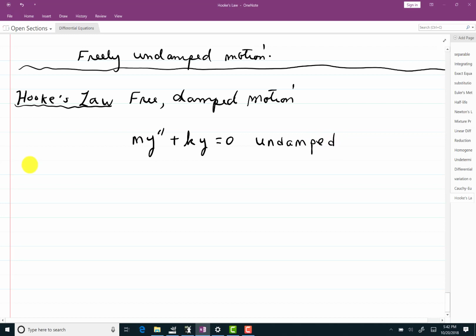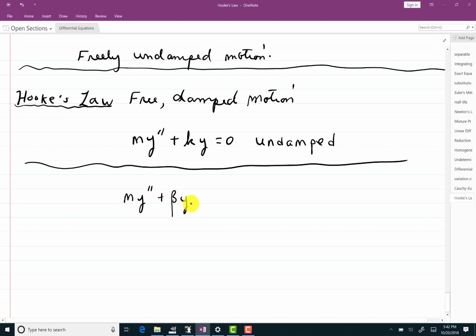Now what we're going to do here is add another term, called beta times y', so m y'' + beta y' + k y = 0. This beta here will be unique to the material that the weight is operating inside of. So this term has some sort of damping that is proportional to the instantaneous velocity. And that's really the extent of how it's different: it just adds one term.